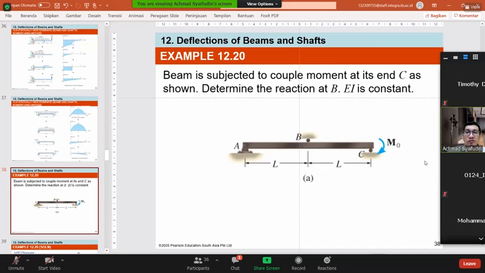Okay, then the moment area method to solve the problem for indeterminate one. This case is indeterminate one. How can we apply the moment area method to solve this problem?